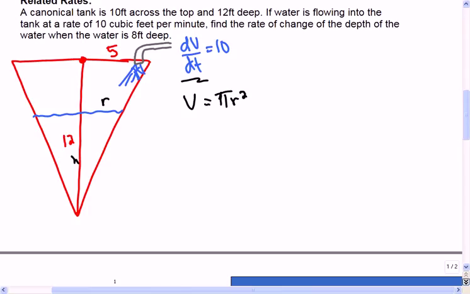Pi r squared h over 3 is the volume for a conical tank, or a cone. Now, one problem that we've got with the way the information's been presented is if we look at this, there's two variables here, r and h.